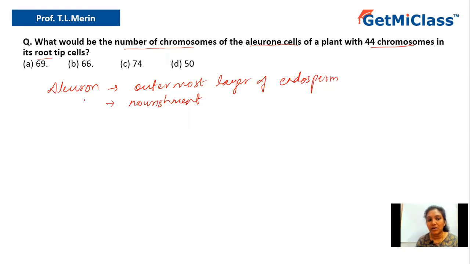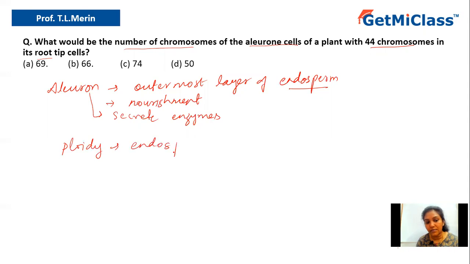Of course, it is involved in the nourishment, but it will secrete enzymes necessary to break down the starch content and the other components which are present within the ovule, so as to be utilized by the embryo. Now, since it is the outermost layer of the endosperm, if you talk about the ploidy level of the endosperm, what is the ploidy level of endosperm?